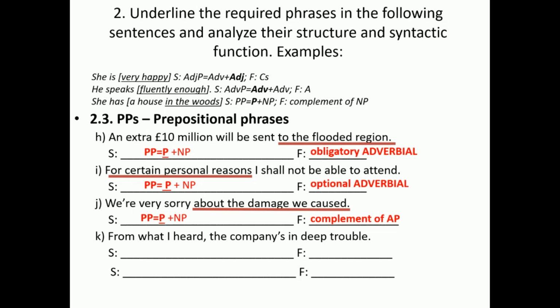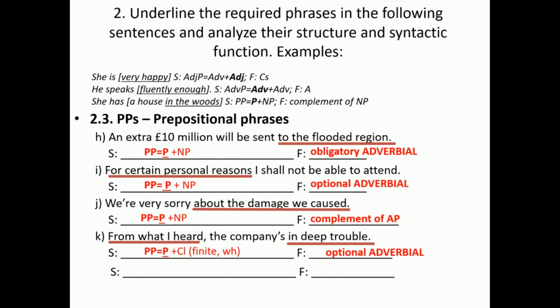This PP is just post-modification or complement of the adjective phrase. In the last sentence, there are two PPs. From what I heard is the first one, and in deep trouble is the second one. So from what I heard is P plus a clause, WH clause, finite, and its function is, of course, the adverbial, optional, but you don't have to specify it here.